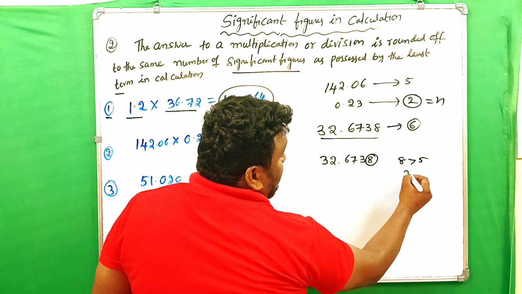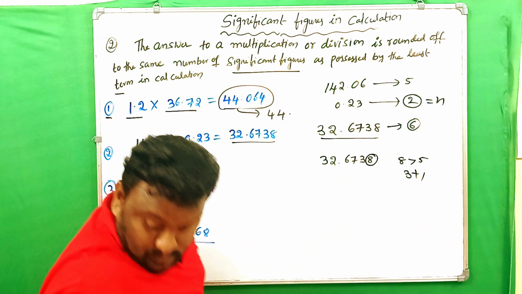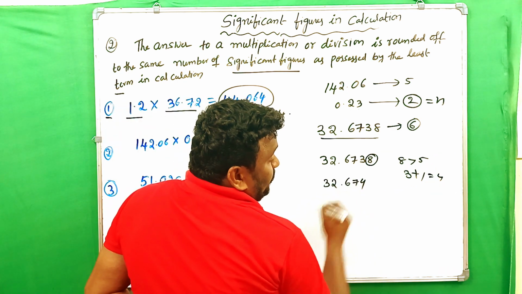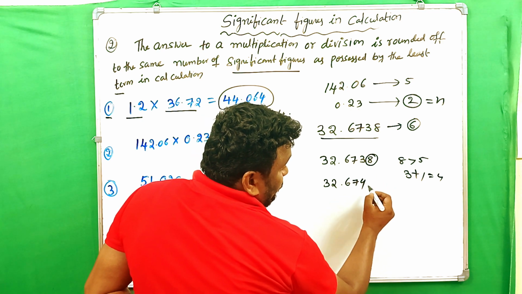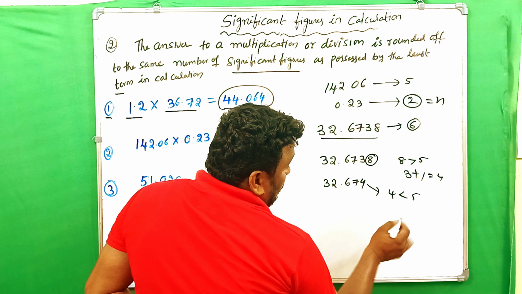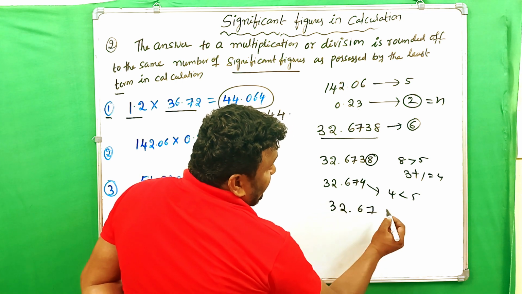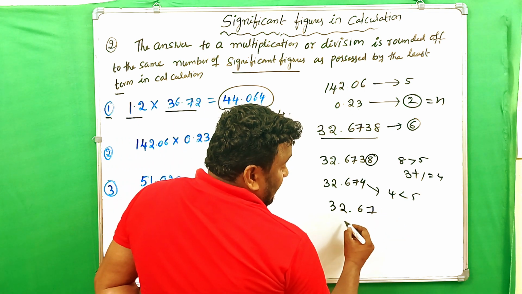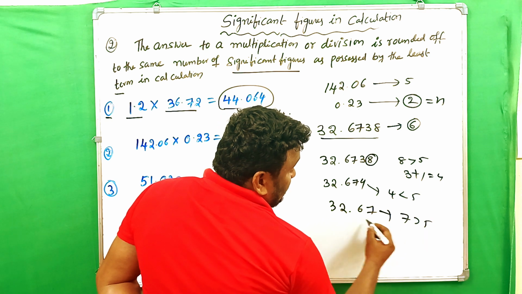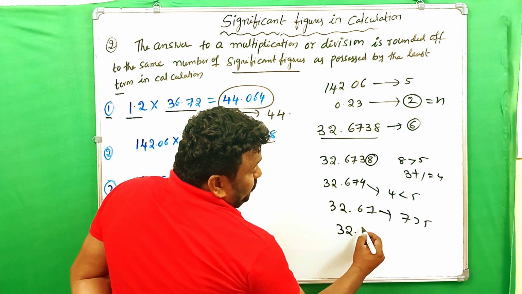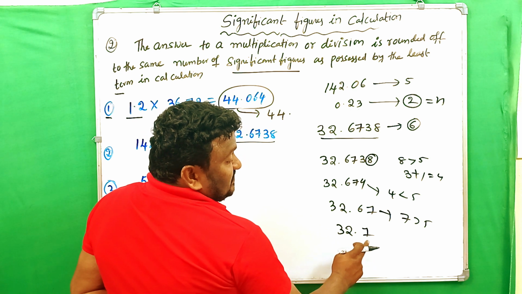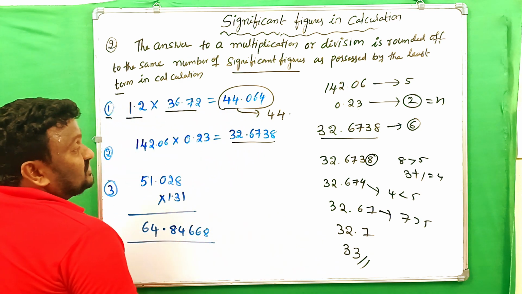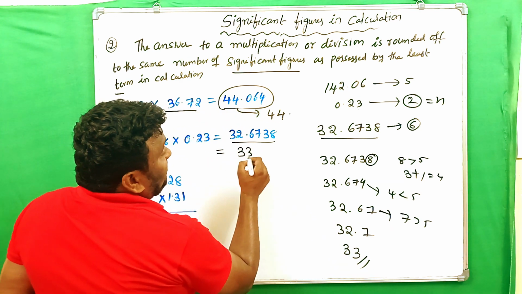8 is greater than 5, that's why 1 should be added to the 3, then that is 4, so 32.674. Again, children, 4 is less than 5, that is going to be dropped. Simply what you have is 32.67. Clear. Now how many are here? 1, 2, 3, 4 are there. Again, 7 is greater than 5, that's why 6 is increased by 1, 32.7. Now this 7 is more than 5, so after modifying this, what we get here is 33.